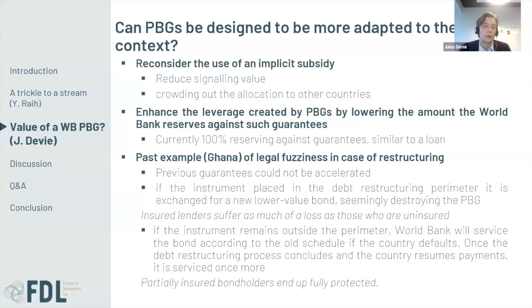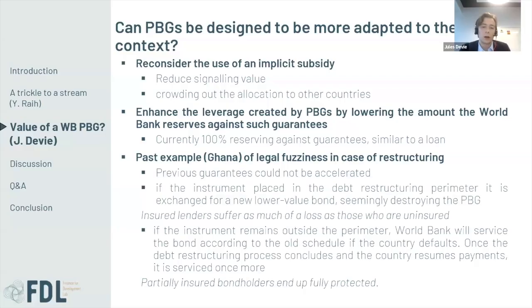We question or ask ourselves if we need to reconsider the use of this implicit subsidy that I've talked about on country allocation. Why? Because in a sense, it reduces signaling value, because you make it less costly for the sovereign to improve its debt profile. Also because obviously the World Bank has got a limited amount of resources. And if you subsidize one kind of instrument, it should have an impact on other kinds of instruments.